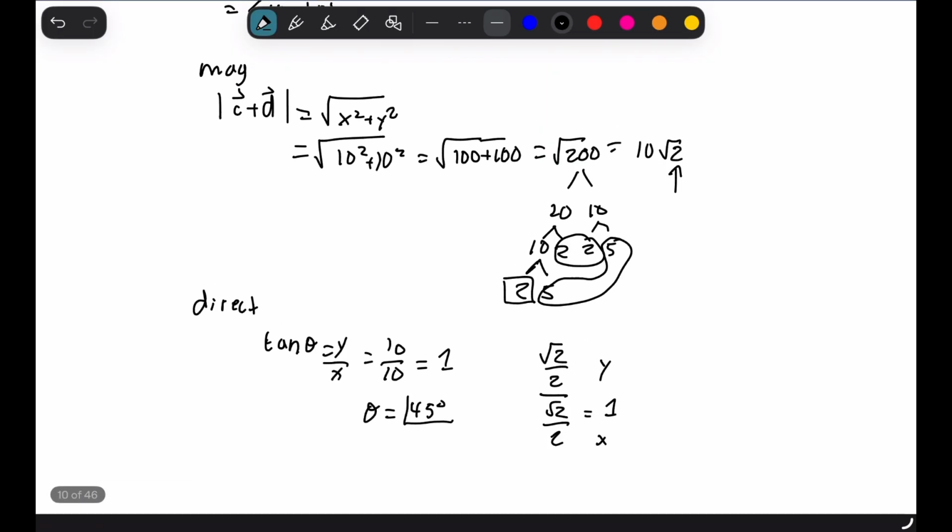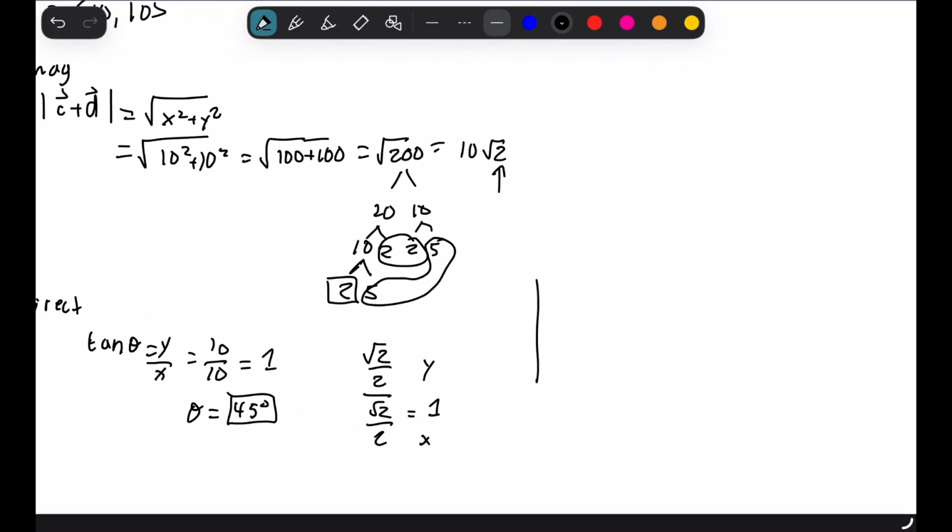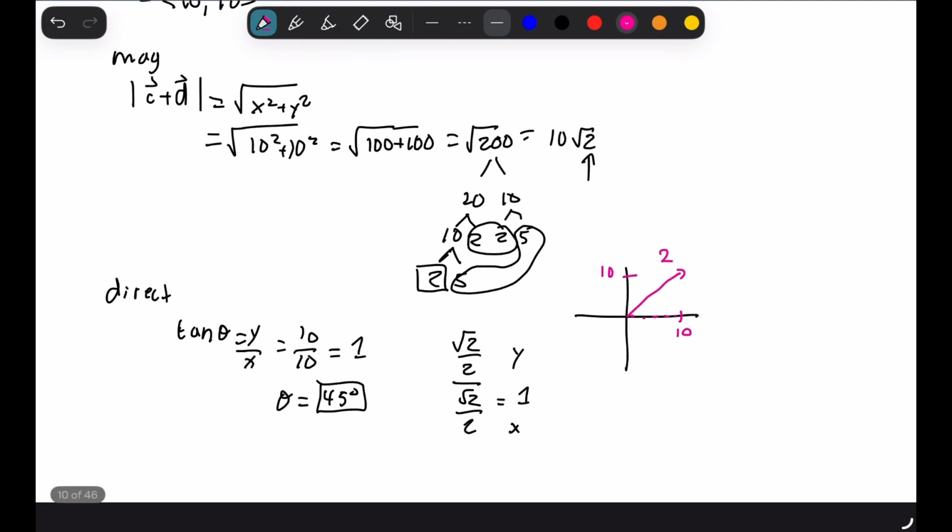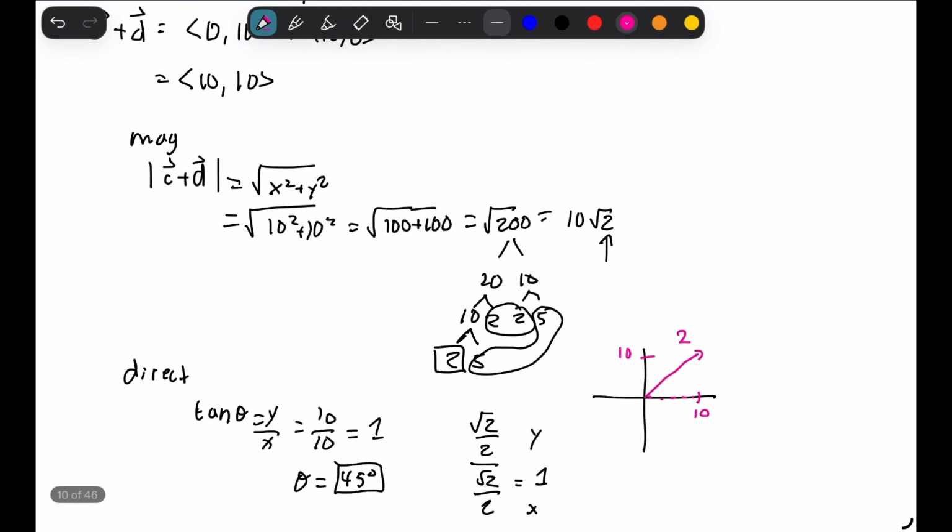So your direction is 45 degrees. And we also can check this because we know if we have 10, 10, right? We would go this way, 10, and we would go this way, 10 as well. And then we would have our vector, that would be this. And the magnitude of this vector would be 2. Now, that is our magnitude and our direction. Or the magnitude of this would be 10 root 2.